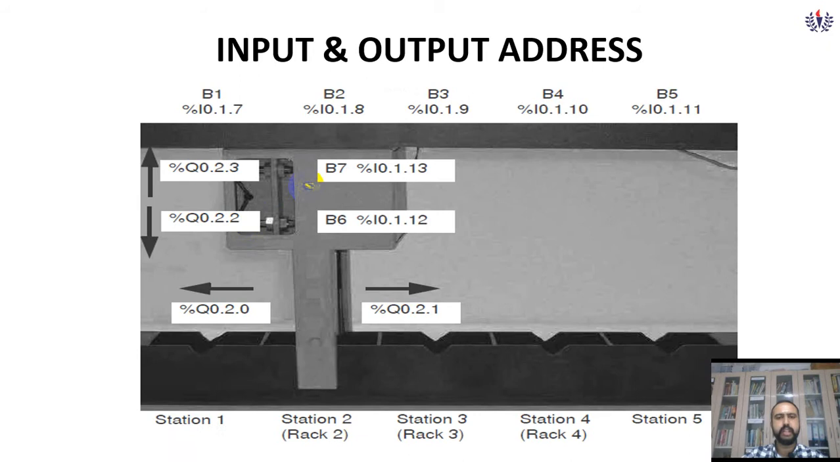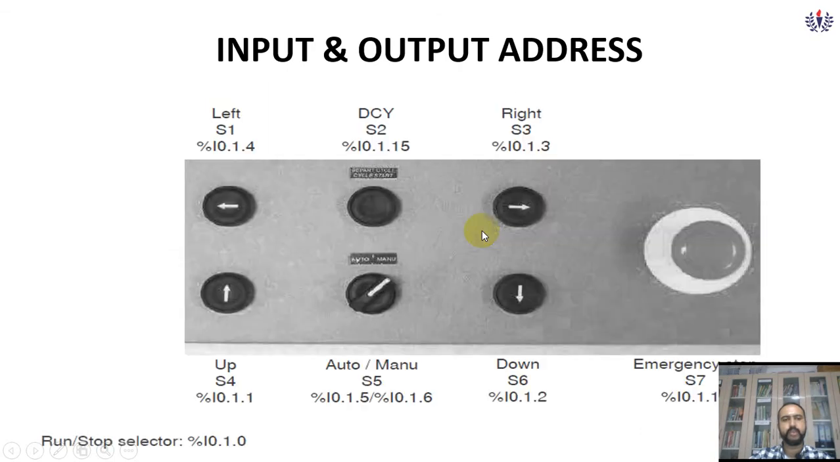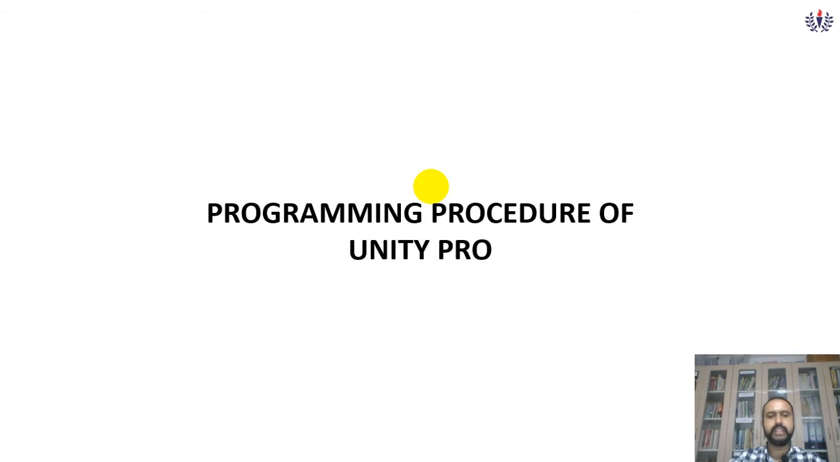We also have the input and output addresses. I think we might have discussed this on the board itself. 7, 8, 9, 10, 11 will be the slot numbers, and 13 and 12 will be the low position and high position, or high position and low position, respectively. These are the output addresses: 2.0 is meant for moving left, 2.1 is moving right, 2 is down and 3 is up. These are all the physical movements of the output, and we also have other addresses. As of now, in this application we are going to use only these addresses. These addresses are mainly for the push button start. Along with this, we will see the programming procedure.